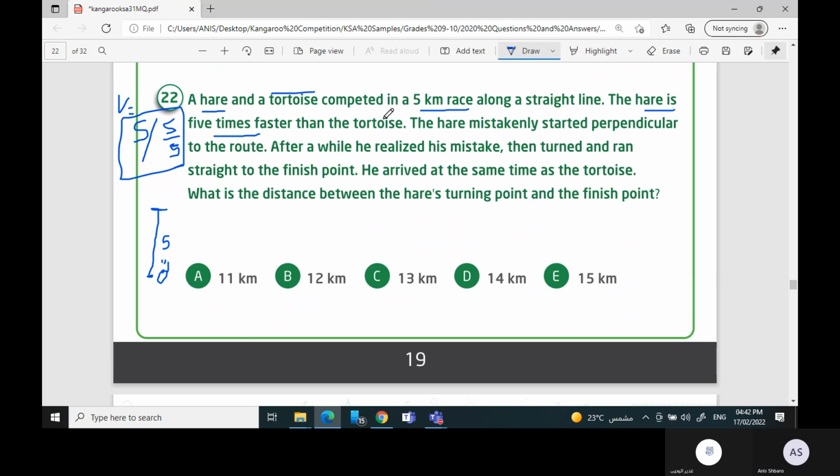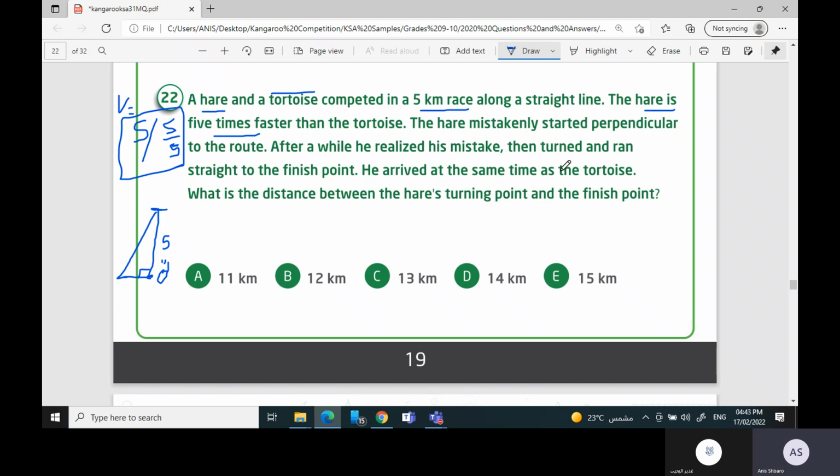Now, the hare mistakenly started perpendicular to the road. After a while, he realized his mistake, then turned and ran straight to the finish point. So he moved in a perpendicular direction. I'm going to put the perpendicular here. And then after a while he realized his mistake, so he stopped and turned and ran straight to the finish point. So, let's suppose he realized here, he went directly to the finish point. We obtained a triangle, a right triangle.